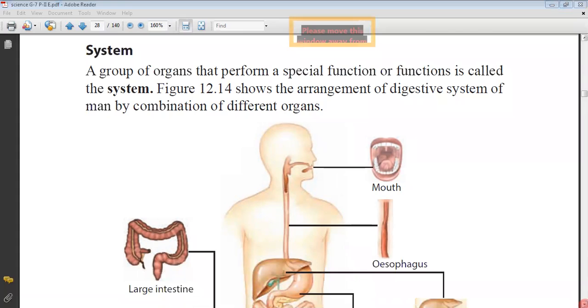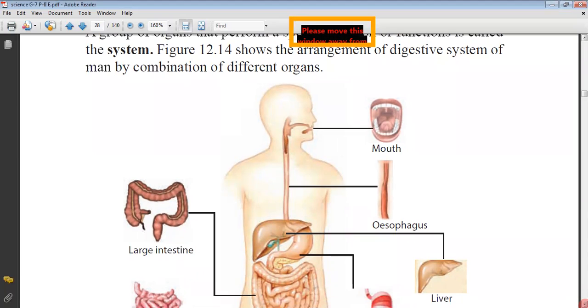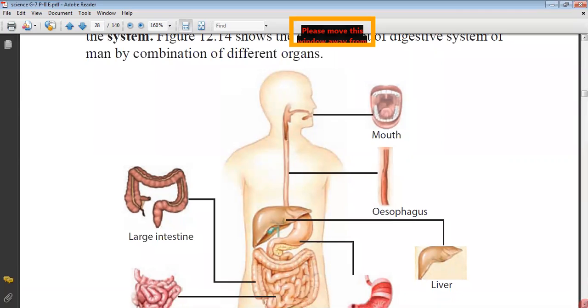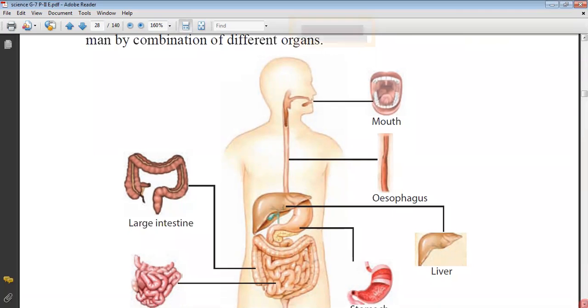So first we studied cells, which are the structural and functional unit of the body. Then we studied tissues, which are a group of cells that perform a specific function. Then we studied organs, which are a group of different types of tissues performing a function or various functions. Now we are studying systems. A system is composed of many organs performing functions in the body. Here we can see the digestive system.